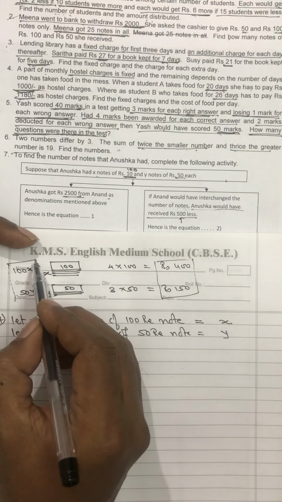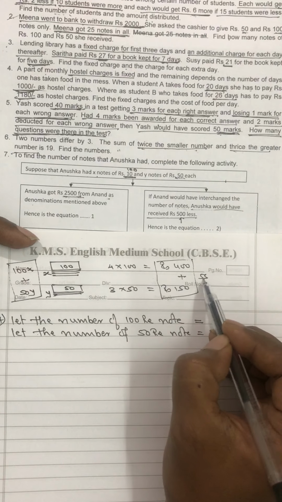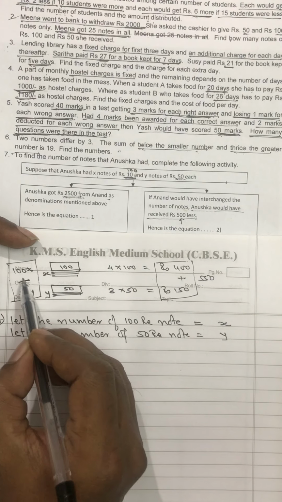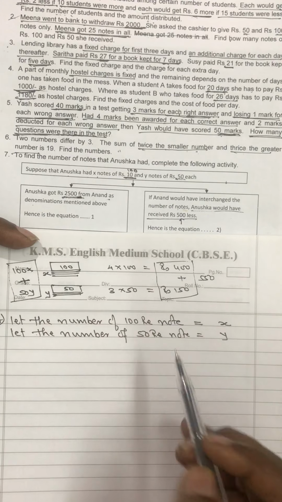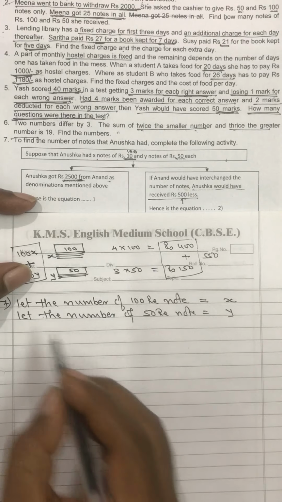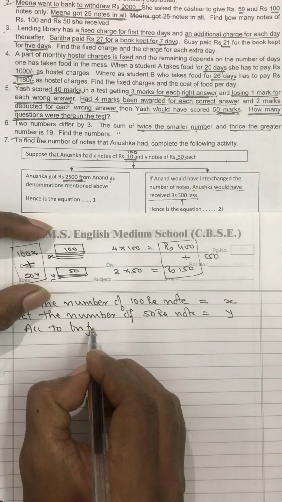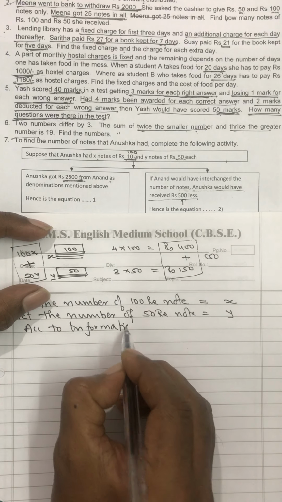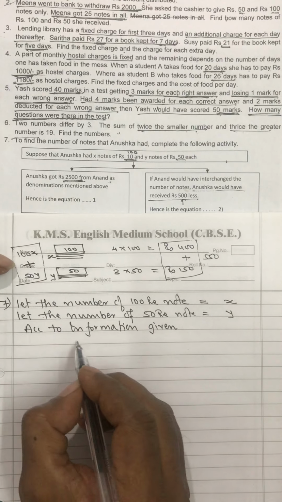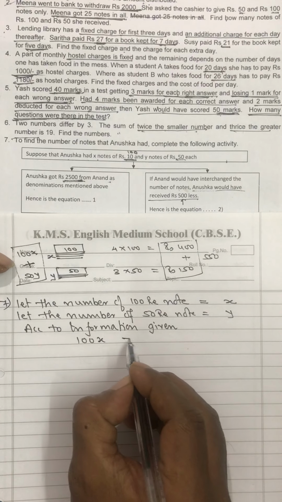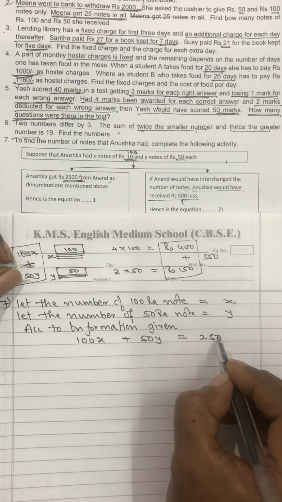In total, the total will be this. If I add these two, as I added them to get 550, they are telling that the amount is 2500. That is what Anushka has got. So according to the information given, we have 100X plus 50Y equals 2500.